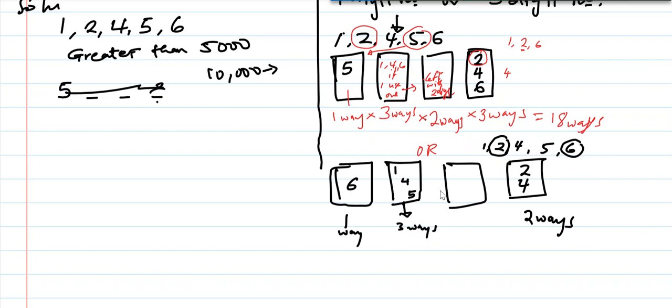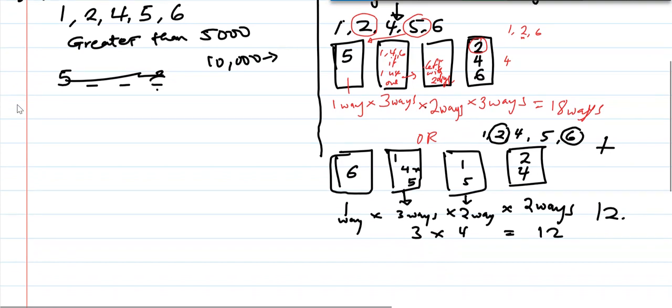And if I use one of them, for example if I use 4, I'll be left with 1 and 5. If I use 5, I'll be left with 1 and 4 to fill this place. If I use 1, I'll be left with 4 and 5 to fill this place. So this means 2 ways. And I'll multiply all of them. So 3 times 1 is 3, times 2 is 6, giving you 12. So all means plus. So plus 12. Then there's another possibility.